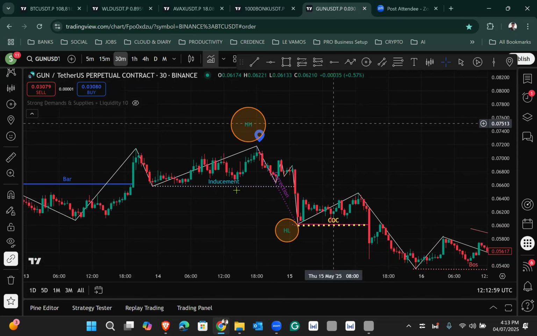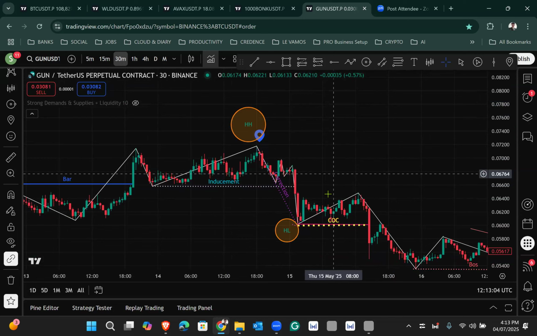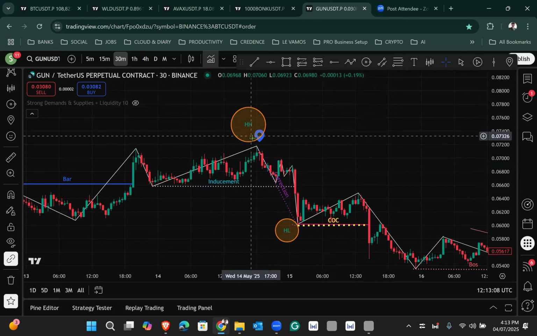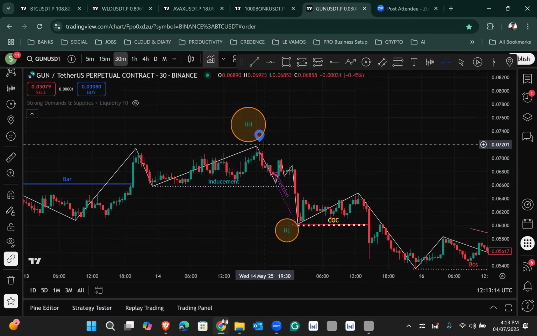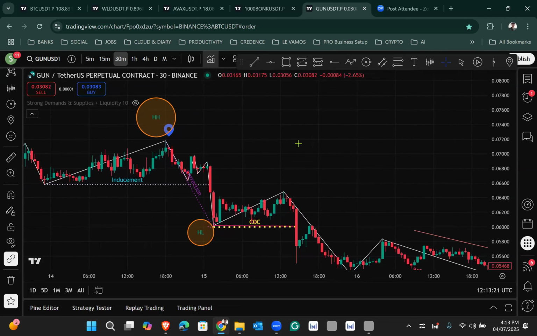Because here I have the confusion. Okay, what's the confusion? This higher high is the correct one, what I mentioned? That's the end of the impulse, right? That's the end of the impulse. Correct. Okay, so that's the end of the impulse, which means the trend is actually changing here.